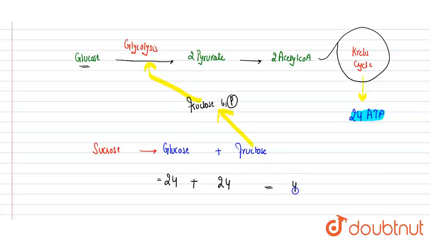So the total number of ATP produced in a Krebs cycle is 48 when a molecule of sucrose is oxidized. So in only the Krebs cycle, they haven't talked about glycolysis or pyruvate decarboxylation. They have asked only about the Krebs cycle, only from the Krebs cycle, one molecule of sucrose when oxidized will form 48 ATP.